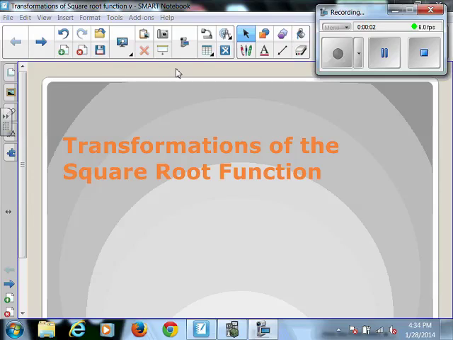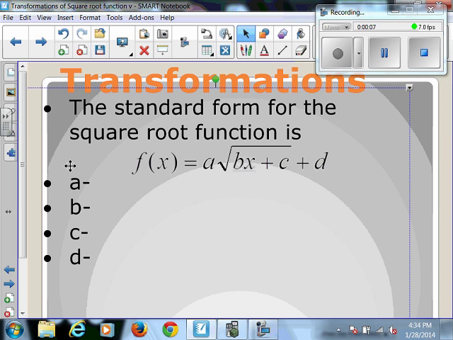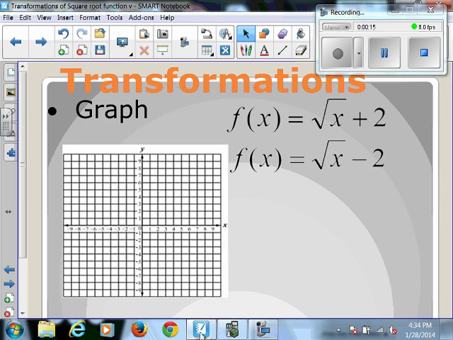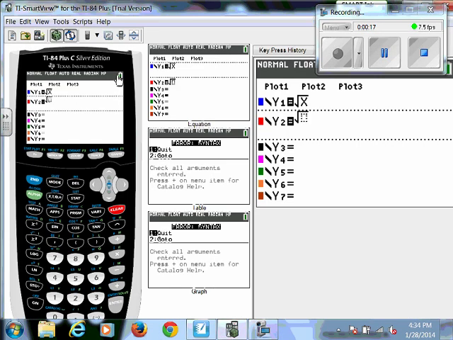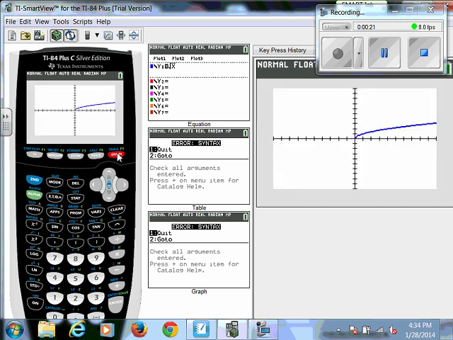Today's lesson is on transformation of the square root function. Here you see the standard form. We want to see how A, B, C, and D affect the parent graph. First thing we need to do is graph the parent graph. And here's the parent graph.